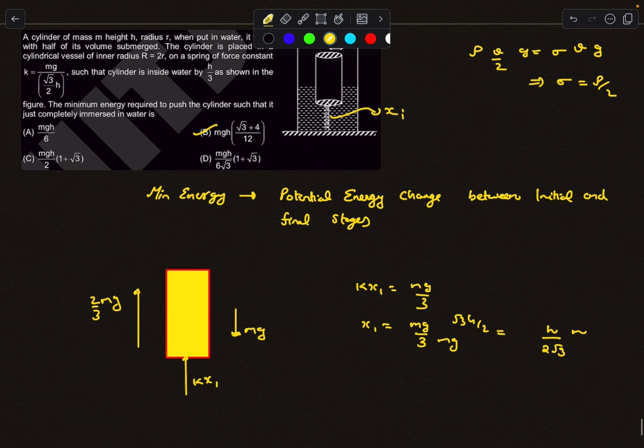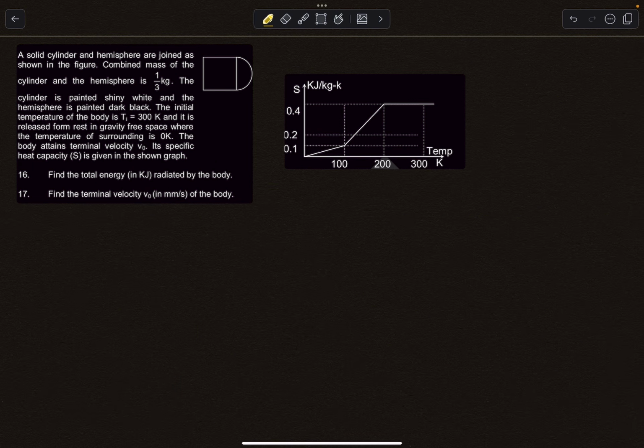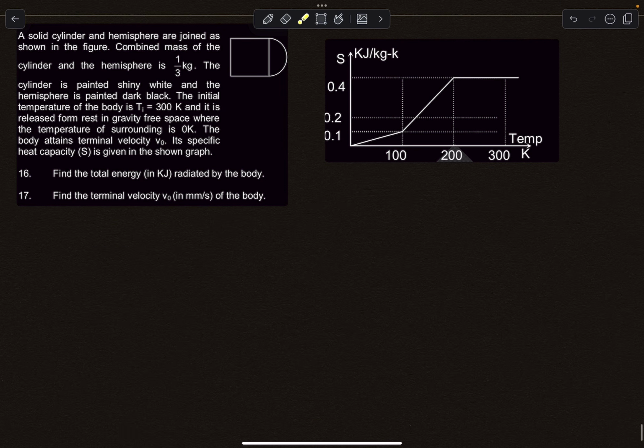So now let's move on to the last question. So this is the last question, and this question is based on radiative heat transfer, and this is a very nice problem. So in this question, we have a solid cylinder and a hemisphere as a combined system, and it's given that the cylinder over here is painted with shiny white. Essentially what that means is it's a purely reflecting surface, and it does not absorb or emit radiation. And this hemisphere is painted dark black, meaning it can be treated as a black body. So essentially it's a good emitter and absorber of radiation.